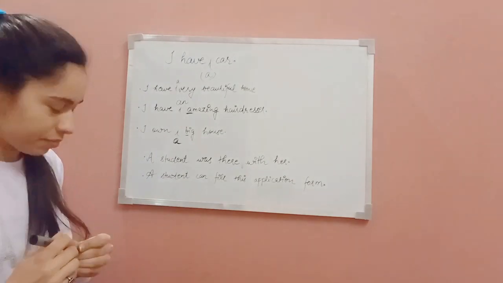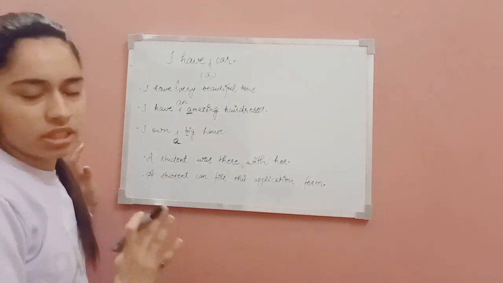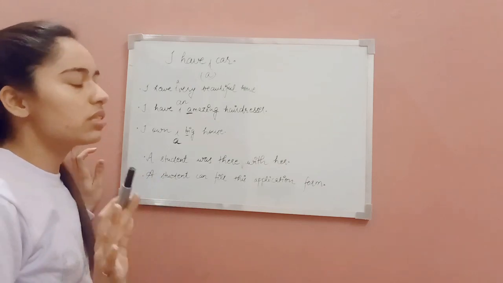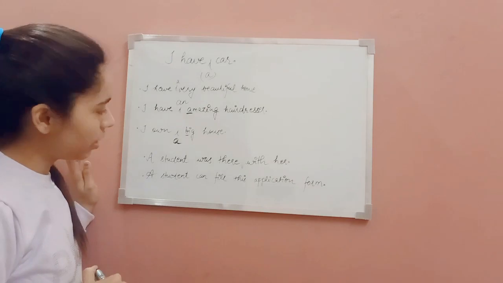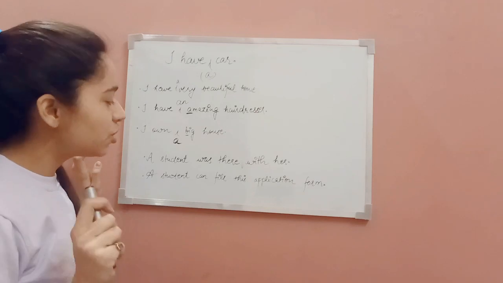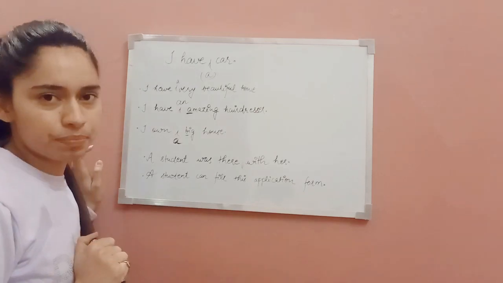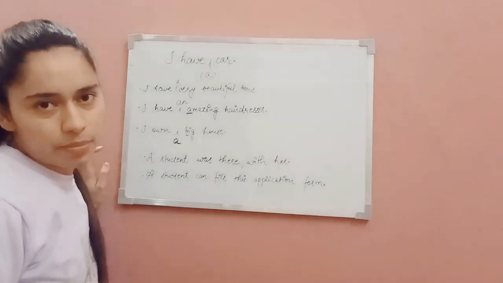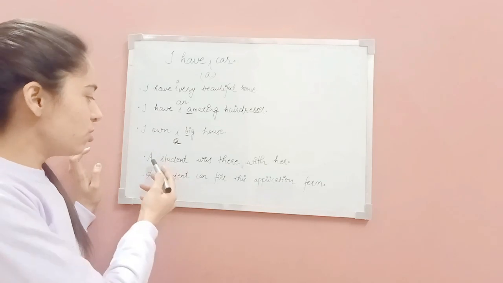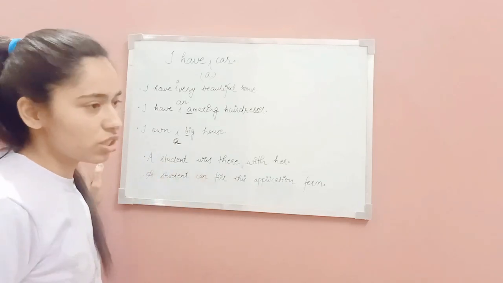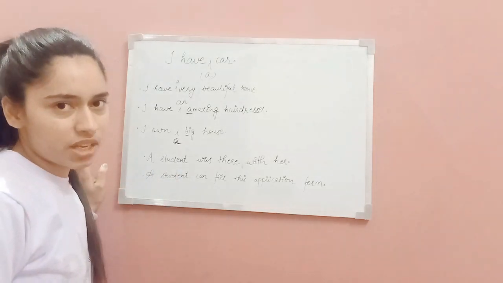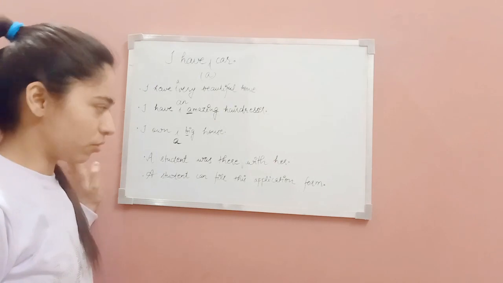Okay, just read out these two sentences first. First is a student was there with her. Okay, एक student था उसके साथ वहाँ. Okay. The second one is a student can fill this application form. एक student भर सकता है इस application form को, right? Do you think the sense of a student in this sentence is exactly similar the sense that this a student is giving? If you think yes, then you are wrong.